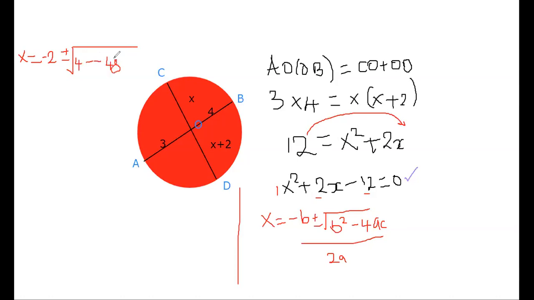Divide that by 2 because our A is 1. Instead of writing 2A, or 2 times 1, write 2. So 4 minus 48, we're going to have negative 52. So our x is the same as negative 2 plus or minus the square root of 52, divided by 2. When you solve that using your calculator, you're going to have two values of x. One is going to be negative, and the other one is going to be positive.